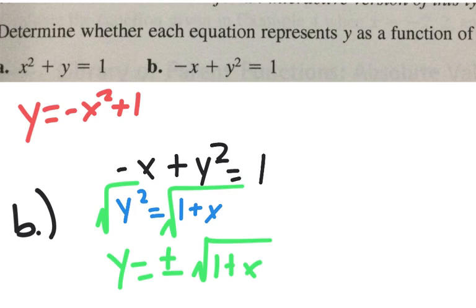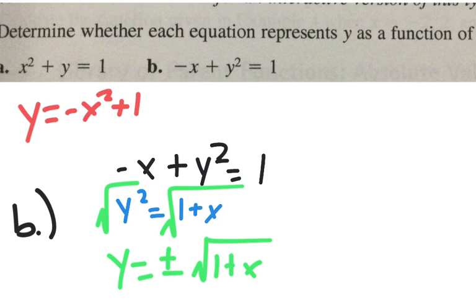Now, I've gotten y by itself. Can I choose anything to be x that I want to? What could I not choose? I couldn't choose, what if I chose like negative 4 for x? Then I'd be taking a square root of a negative. That wouldn't be so good.